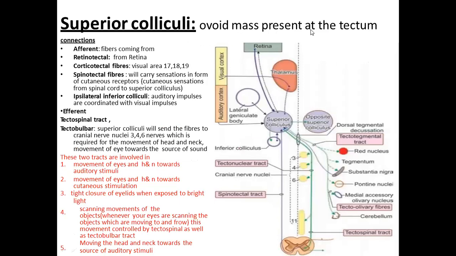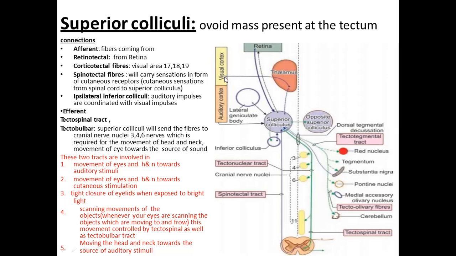Superior colliculus: an ovoid mass present at the tectum of the midbrain. Connections: afferent fibers come from the retinotectal fibers from the retina, and corticotectal fibers, that is, from visual areas 17, 18, 19. The afferent fibers come from the retina, right? And from visual areas 17, 18, 19.